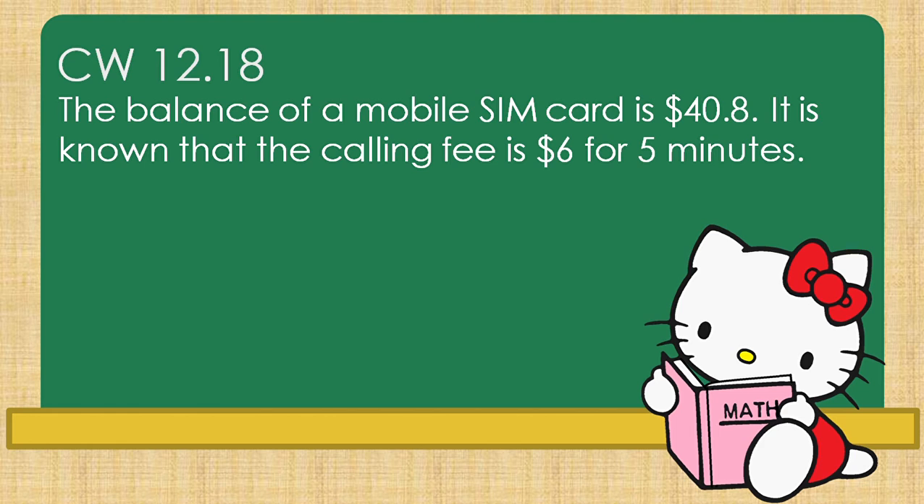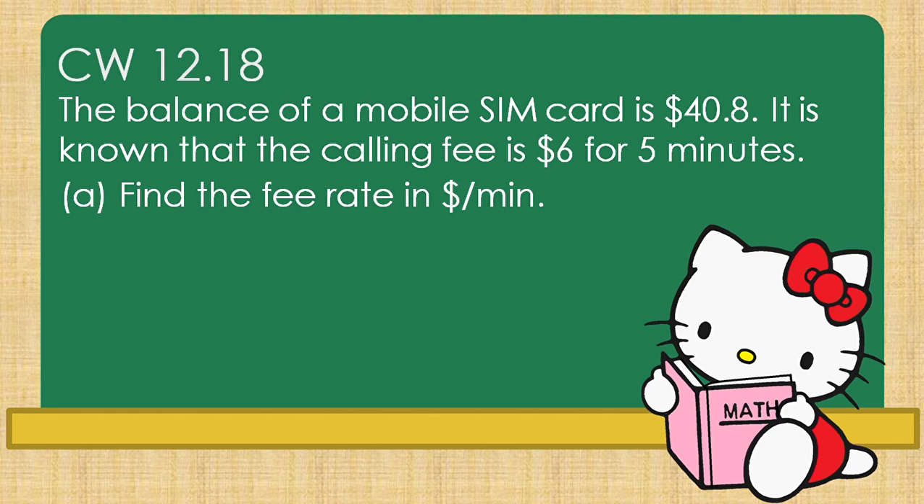Well, the last classwork for today. Given the information, I would like to find out the fee rate. In this case, we can use the units again. This time, $ sign over minute. That means we need to find out the rate by the cost over the time. So it should be $1.2 per minute.